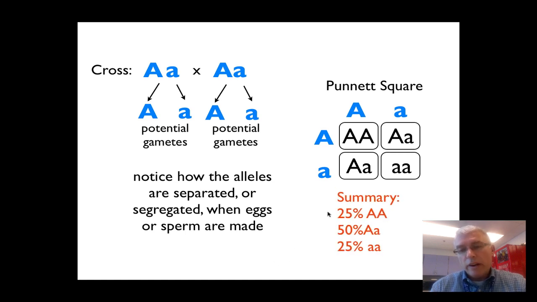We get 25% of the potential offspring as being big A, big A, 50% big A, little a, and 25% little a, little a. Now we can summarize this even further because we know big A, big A and big A, little a are both going to be tall because tall is dominant to short. So we can combine those 2 results into one and say 75% of the pea plants are going to be tall and 25% are predicted to be short. Oops, that's a typo. That right here should not be tall, that should be short. I'll fix that in a minute.